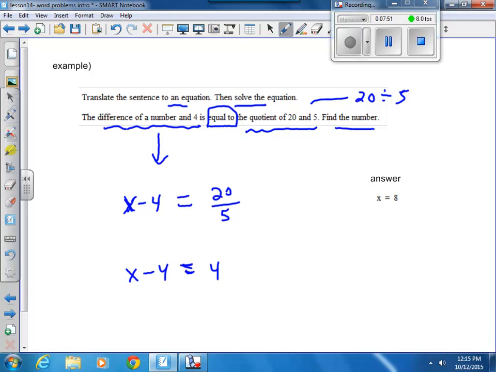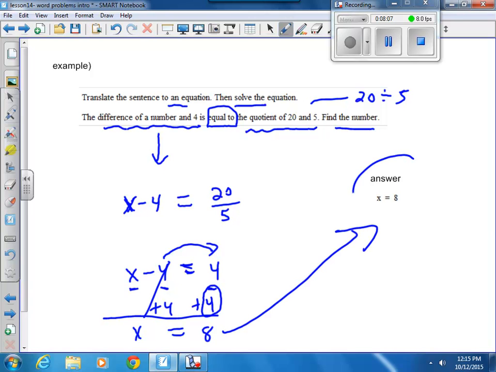Okay, so now letter, number, number. I want to bring this number across the equal sign, so I'm going to add 4. So I have x equals 4 plus 4, which is 8. And voila, you see I have the answer key pasted in there. So the missing number is 8.